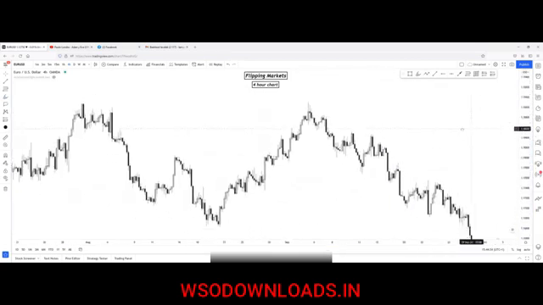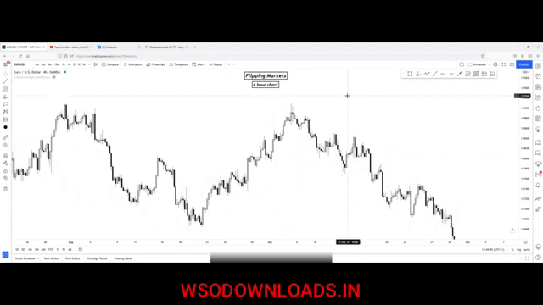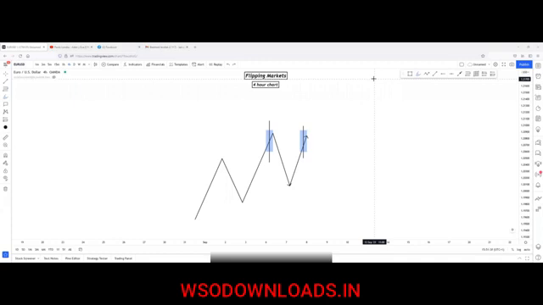This is the breakout structure. Now let's see how we can identify the breakout structure. Let's see an example for the body and the wick closures.